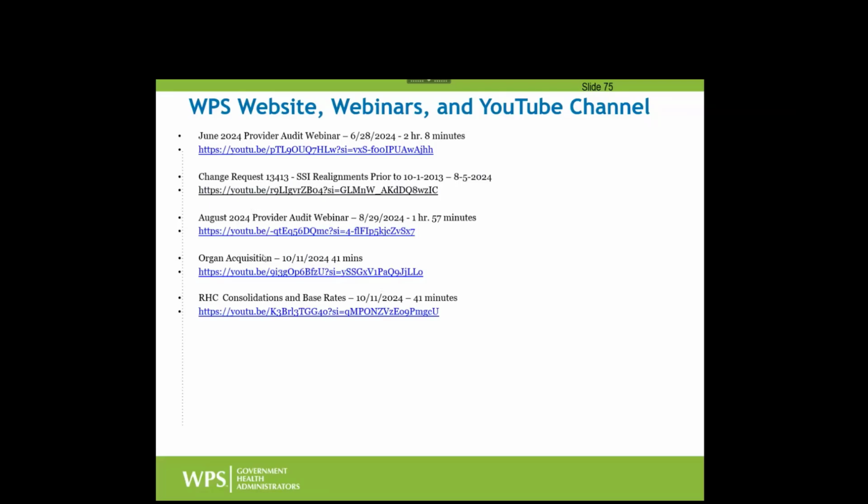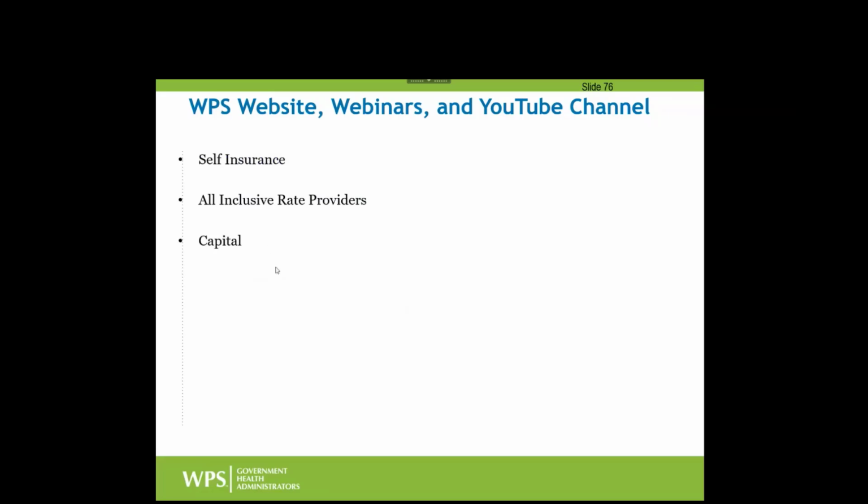I said earlier that organ acquisition, this is cost report flow. That's what this one is. We're going to be having a series of about 4 or 5 of these covering different aspects of organ acquisition. And the 3 that I have on the list for the future, I talked about capital. I talked about all-inclusive rate providers. Capital is going to be a series as well. But then self-insurance. This is another fairly obscure topic that has come up. We've had questions over the years, so I'm going to roll this up into a webinar or a YouTube video and put that out there as well. Hopefully by the next webinar we have, these will be in our completed list, and I'll have some new to-do stuff there.